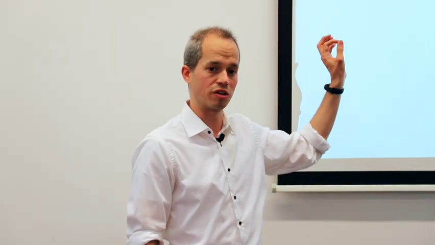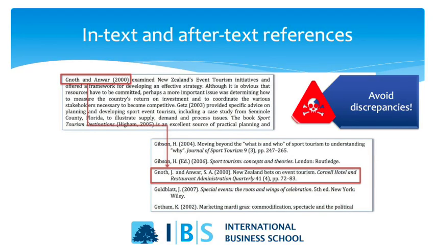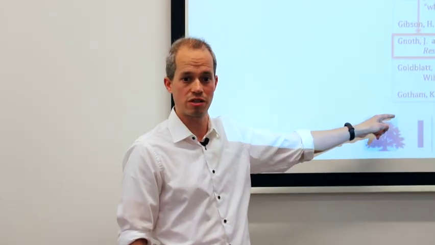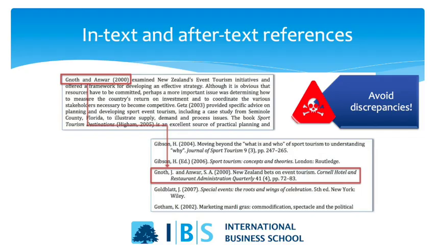And you have to ensure that whatever you list in an in-text reference should always appear in the list of references. And it goes the other way around. If you write an item in your reference list, I must be able to find it at least once in the text as an in-text reference. So there should be a one-to-one correspondence between your in-text and after-text references.